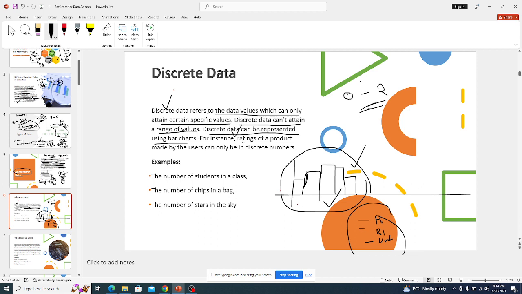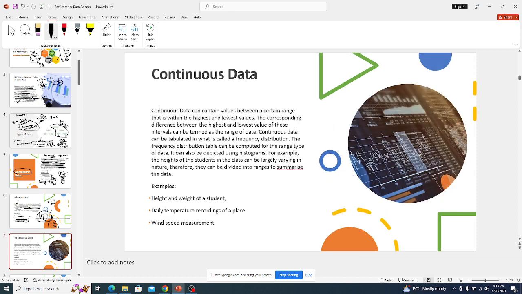For instance, ratings of a product that is made by the users can only be discrete. We also have other examples like the number of students in a class, the number of chips in a bag, and also the number of stars in the sky. You can't say we have 20 and a half stars. Okay, it is tricky to say that. We can't say that. Okay, then we have continuous data.